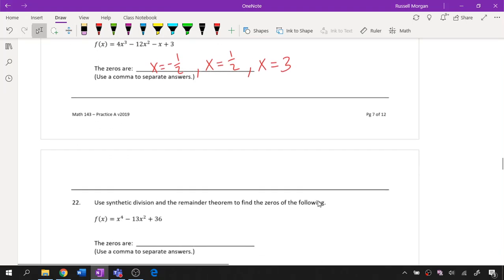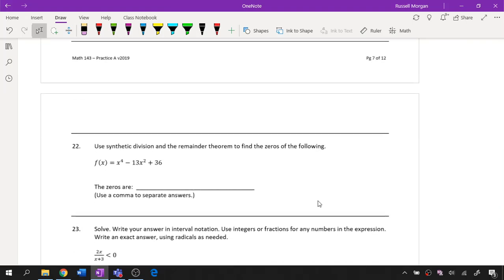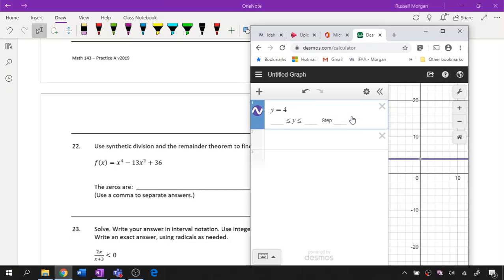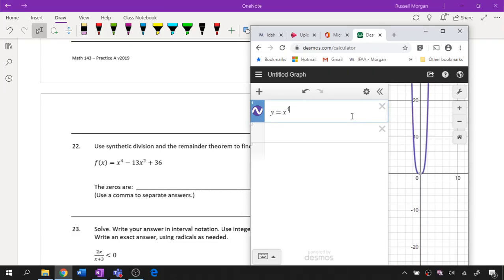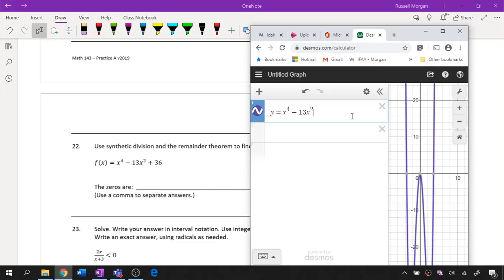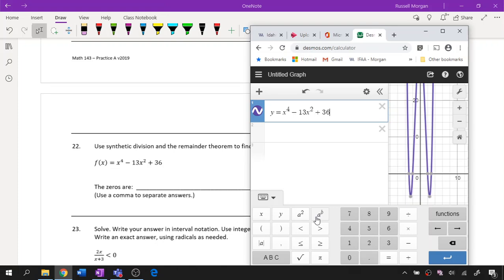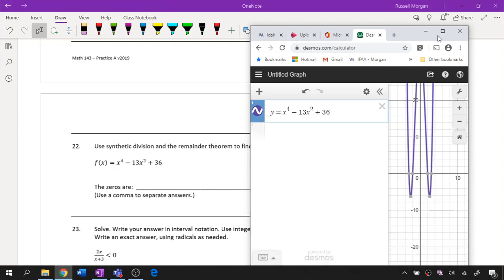Let's move to the next one. This one says use synthetic division and the remainder theorem to find the zeros. Again, like we did before, let's see if we can use a calculator to get us started to find some zeros. In the last problem, it actually helped us find all the zeros. Let's see, let's go x to the 4th minus 13x. To get the exponent, use that shift number 6, and that uses that caret or that arrow pointing up. You could also go down here into the keyboard and use the exponent button. But here we go. Let's lower that keyboard for more space.